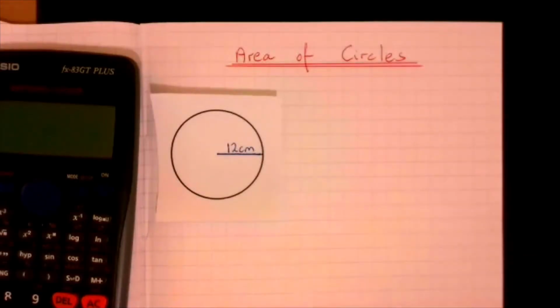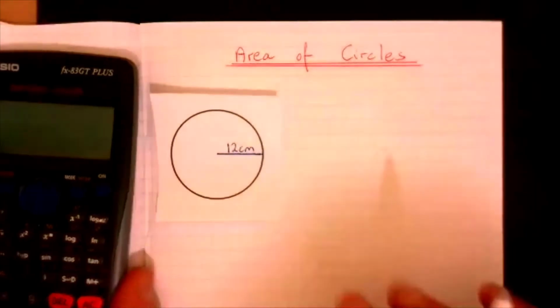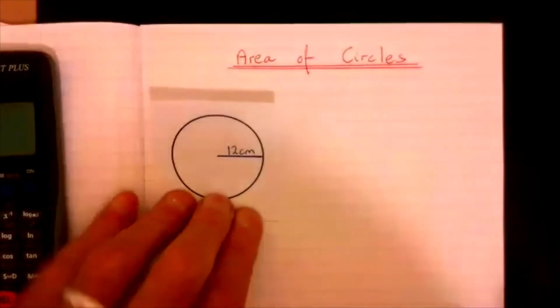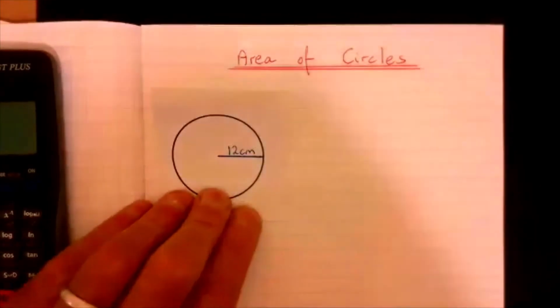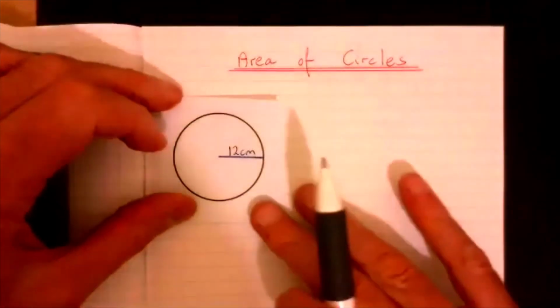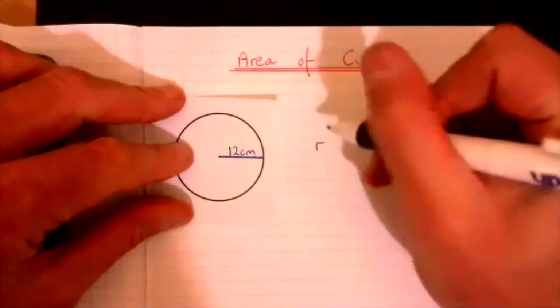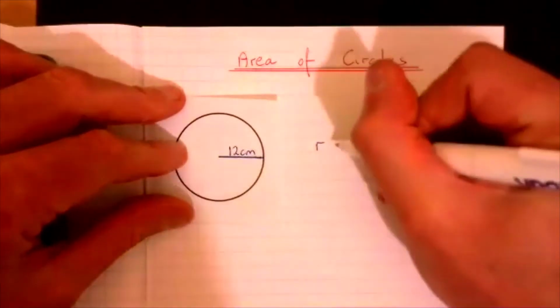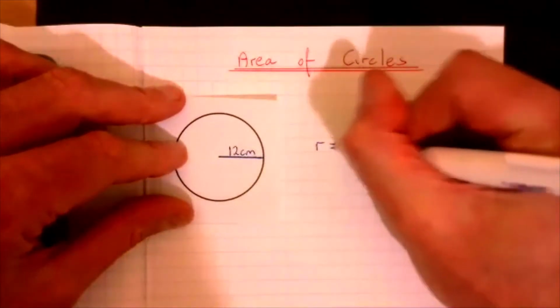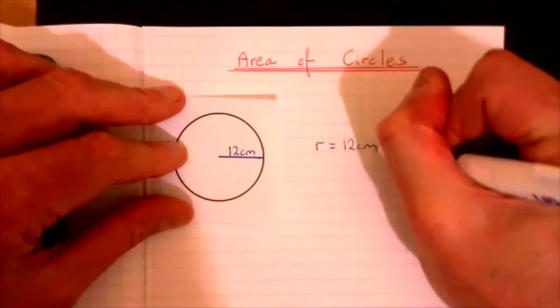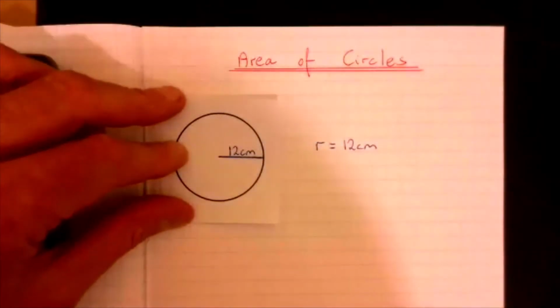So let's get started then. We're looking at how to work out the area of this circle. So let me show you. I'm just going to follow the steps through, right? The questions are very similar. So I've got a circle here, and it tells me that the radius of the circle, that's from the center to the outside, is equal to 12 centimeters. So that's the information that I'm told.